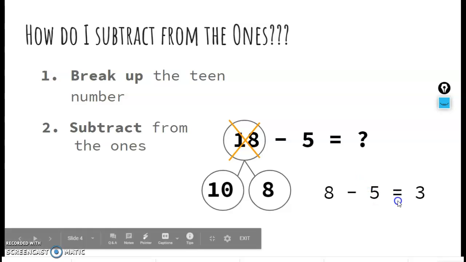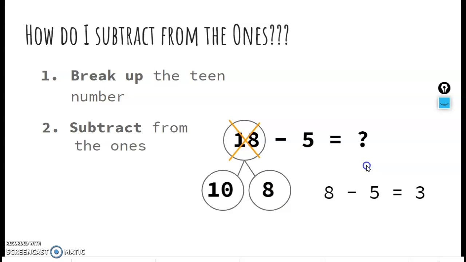If we do 8 minus 5, how many fingers do you have left? 3. So 8 minus 5 is 3. I've done the little work here on the side. Then I'm going to cross off the 8 and the 5 because I've already used them. And I have to use every number once, and I can only use them once.